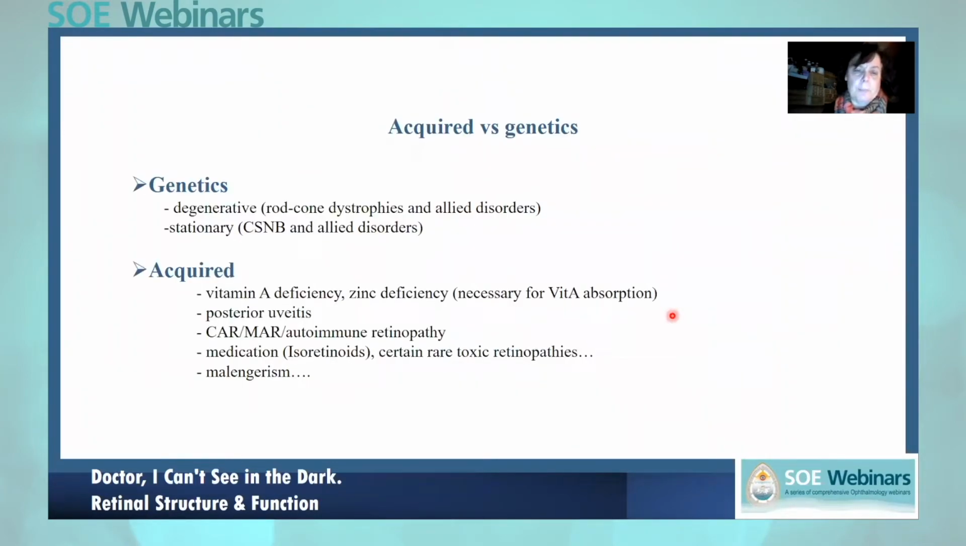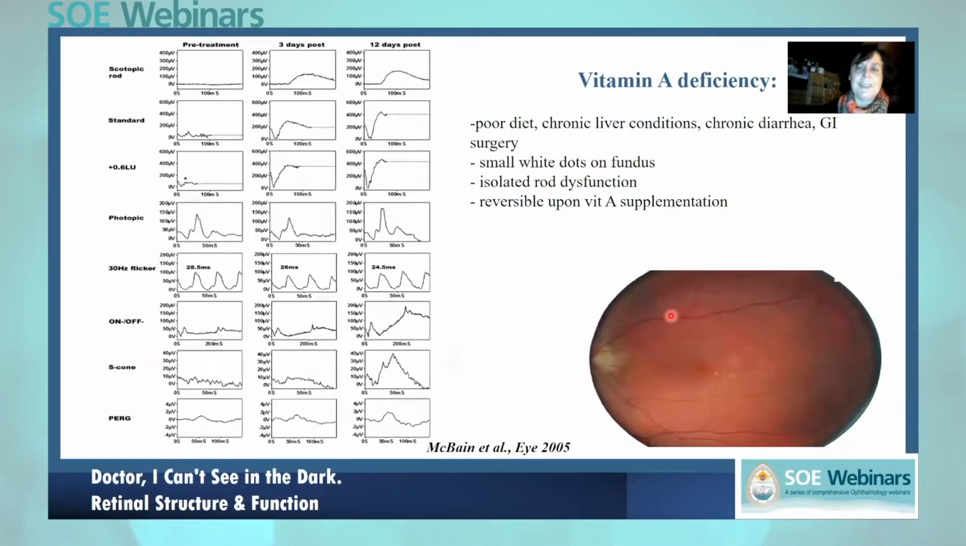Aside from these genetic disorders, there are also acquired disorders, and probably the most common is vitamin A deficiency, which may be associated with a poor diet, liver condition, chronic diarrhea, and so on. In the fundus, the alteration may just be a subtle white-yellowish lesion. And regarding the functional alteration, vitamin A deficiency is characterized by preserved cone function, but isolated rod dysfunction.